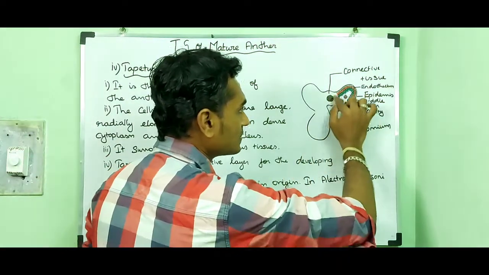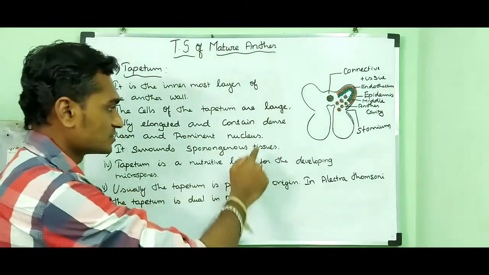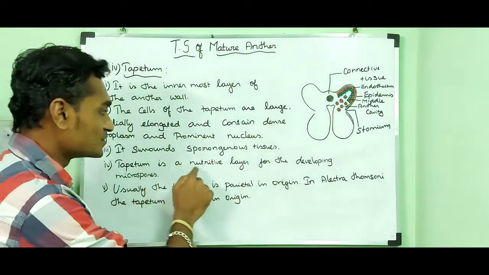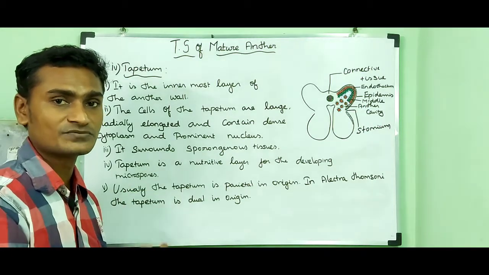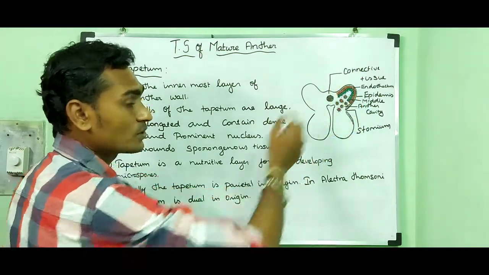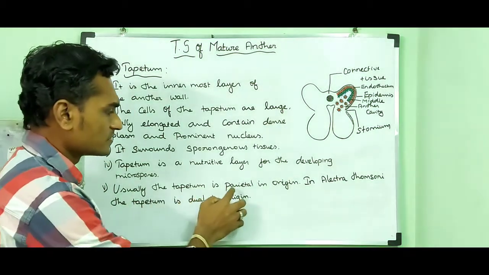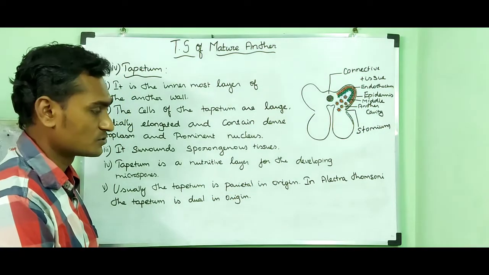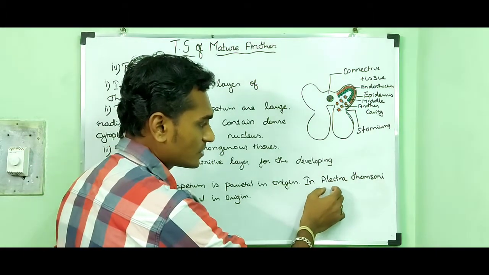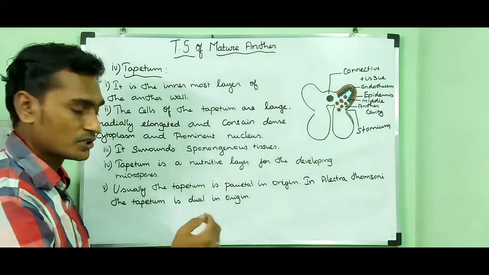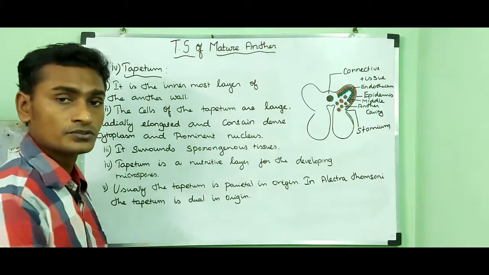Here I haven't drawn the tapetum layer. So the tapetum layer surrounds the sporogenous tissue. Tapetum is a nutritive layer for the developing microspore. Tapetum provides the nutrition for the developing microspores or pollen grains. Usually the tapetum is parietal in origin, but in the case of Electra thomsoni, the tapetum is dual in origin.